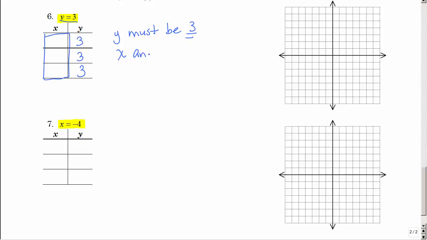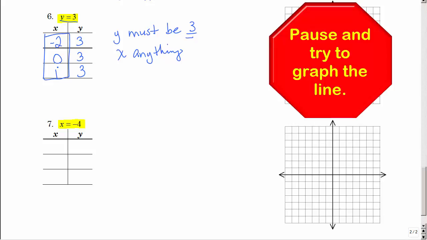Remember, x can be anything. So you can choose any number you want. 1, 2, 3, 0, 4, 10, whatever you want. I think I'm going to choose -2, 0, and 1, just to kind of be different. But you can choose any you want. So you choose your numbers, I'm going to choose mine. Let's both graph them and see if we end up with that same line.